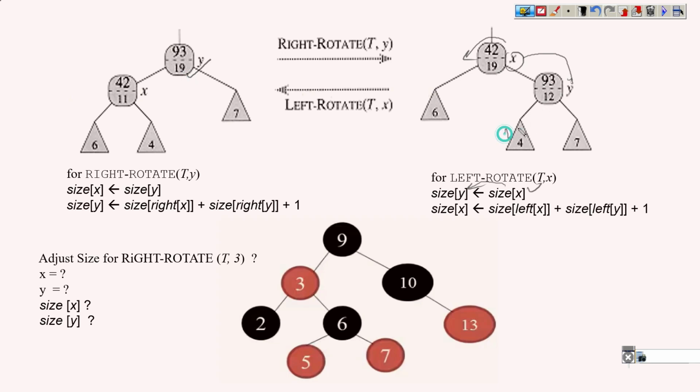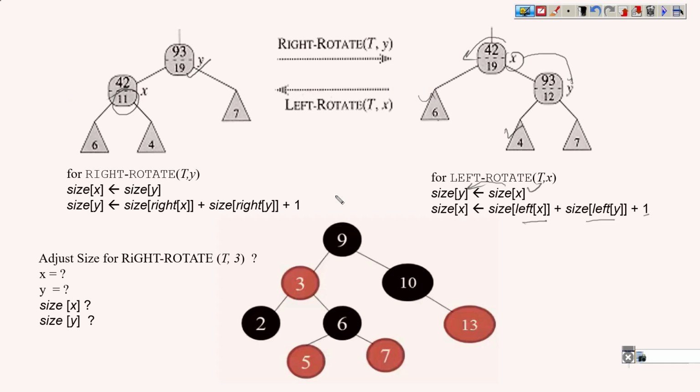The left of x and the left of y and the right of x, we will add this and plus 1: 6 plus 4 plus 1, 10 plus 1, 11. So left of x, left of y plus 1, 11. So you can see that x will come here and it becomes 11. So I hope you understood how the size field is to be maintained.